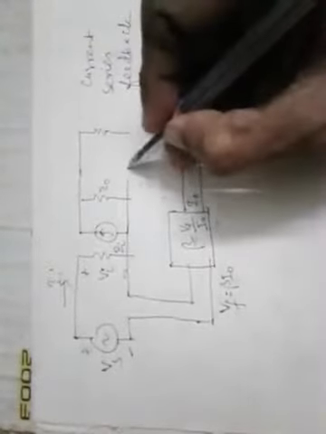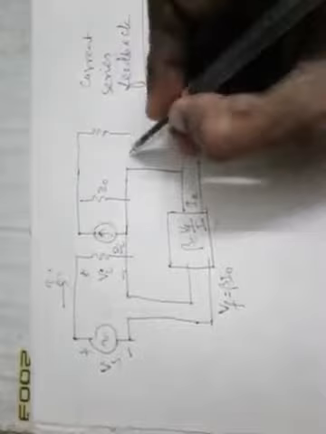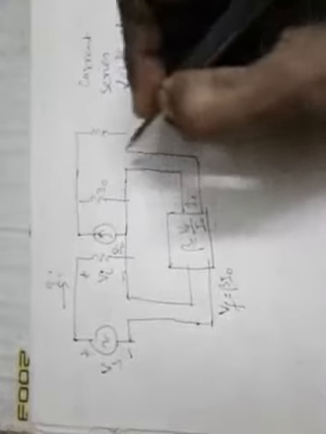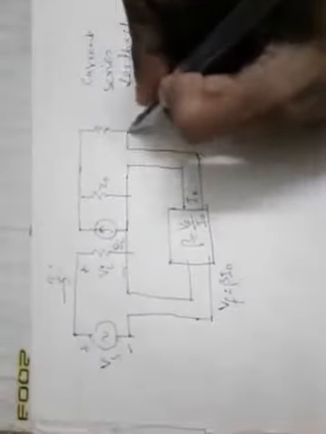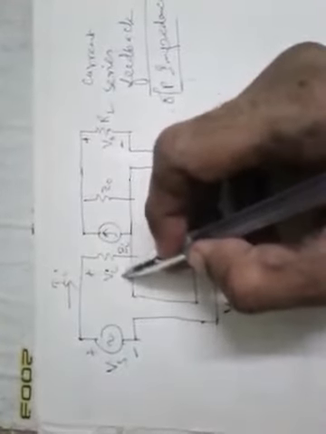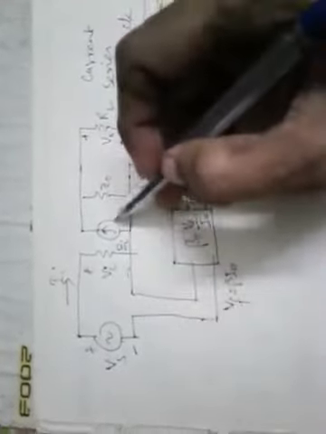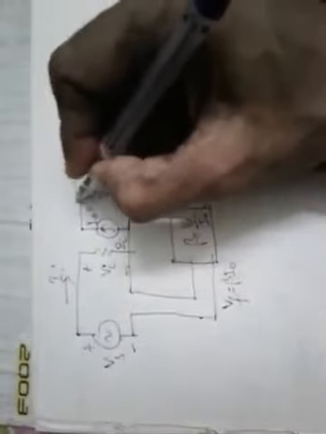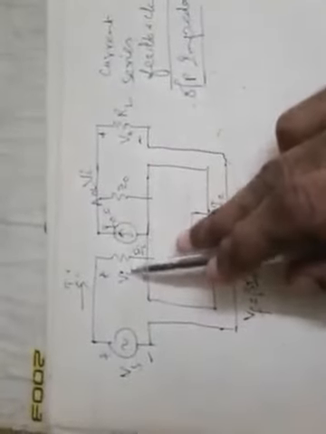and since it is current series, the tapping from the output should be in series connection also. This is RL, across it Vo is measured, and since this is Vo and this is Vi, we can say that this current source Io has a value Io equal to AOL into Vi. AOL is the gain, Vi is the input voltage.